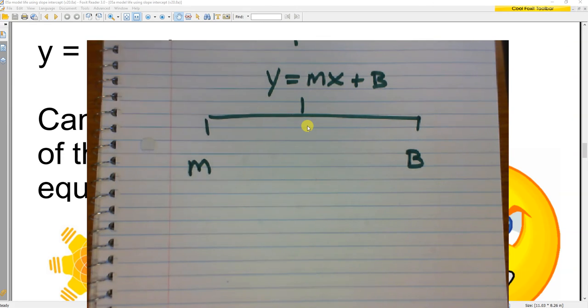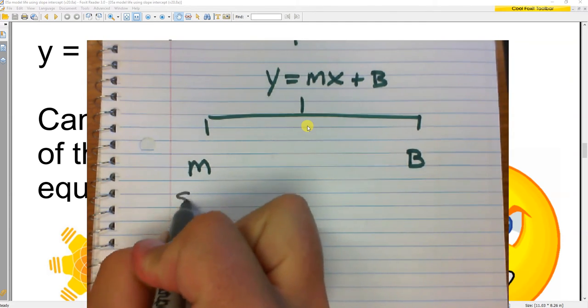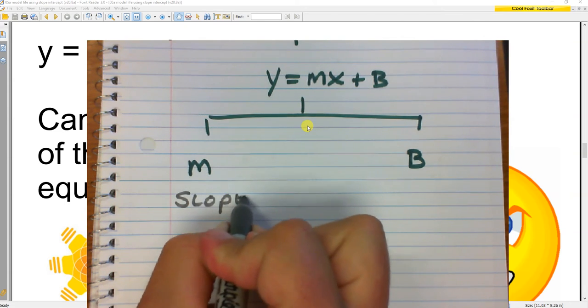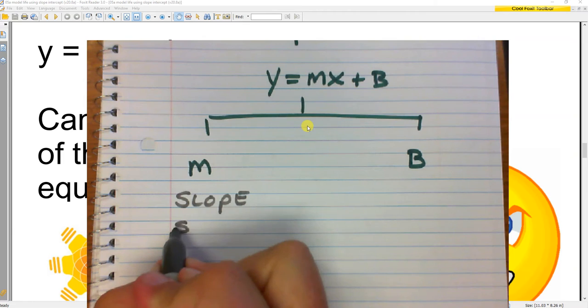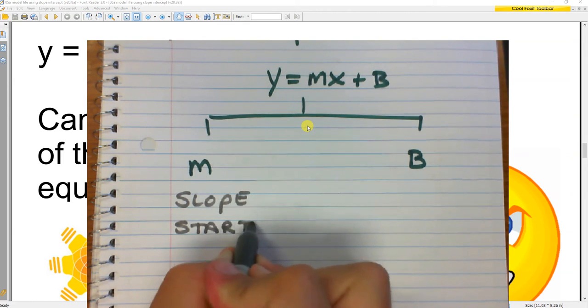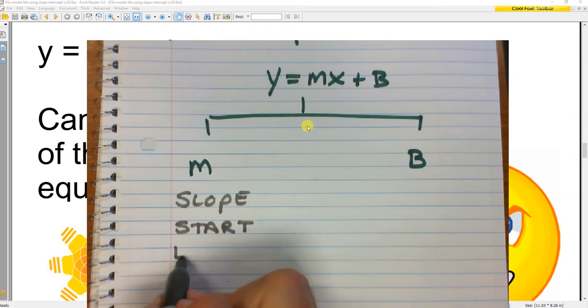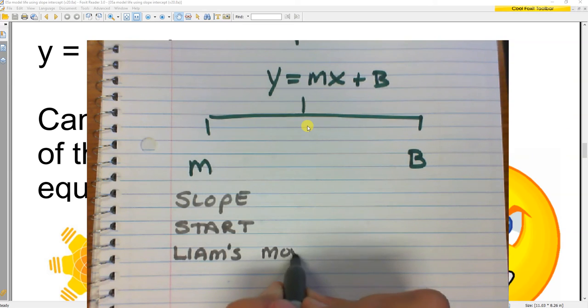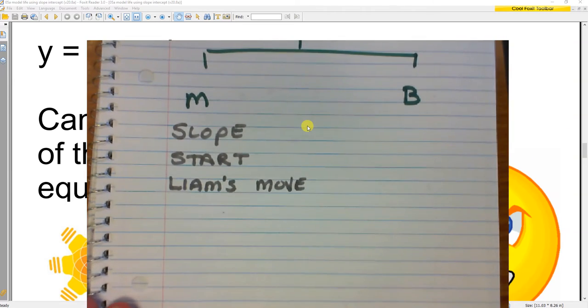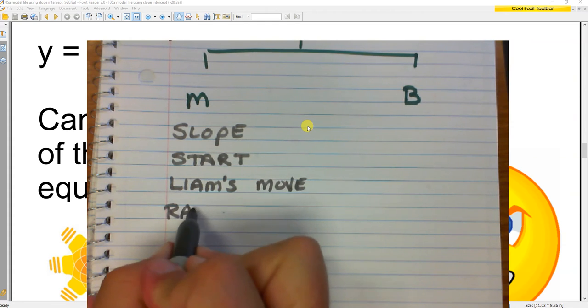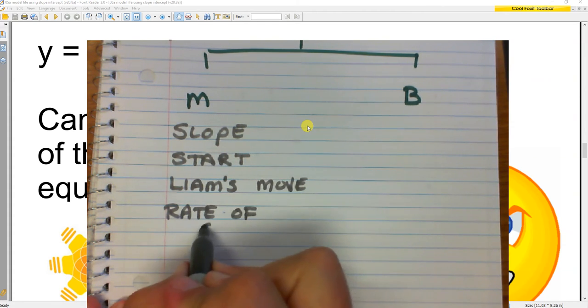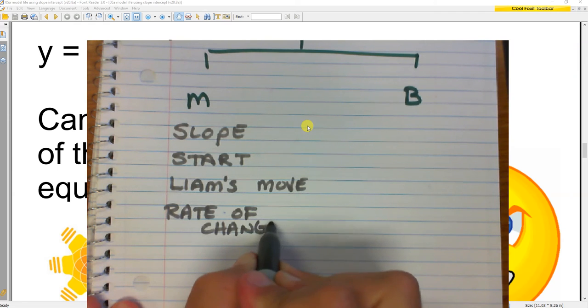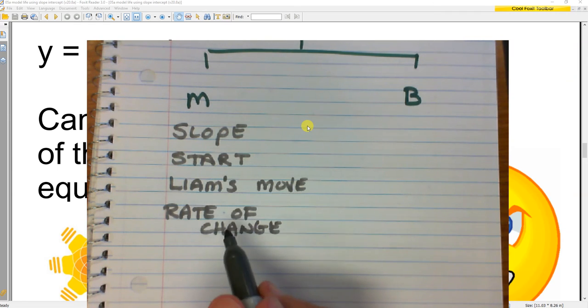So what do we know about m? M is the slope. It's Liam's move. We could also call it the rate of change. When I say slope, you say rate of change. When I say rate of change, you say slope. Same stuff.